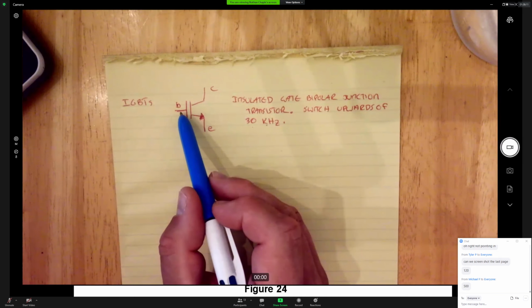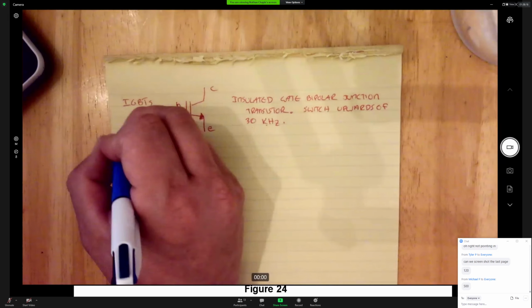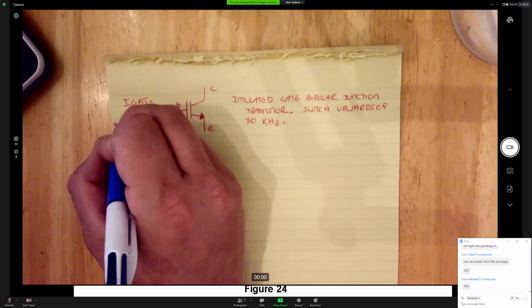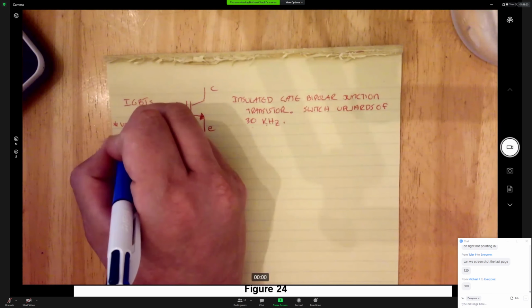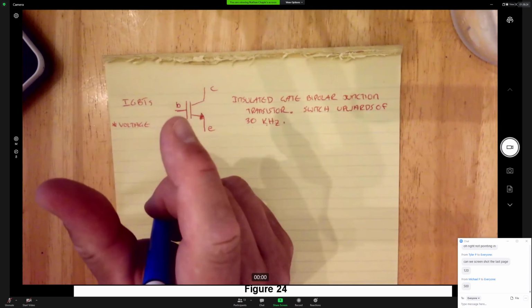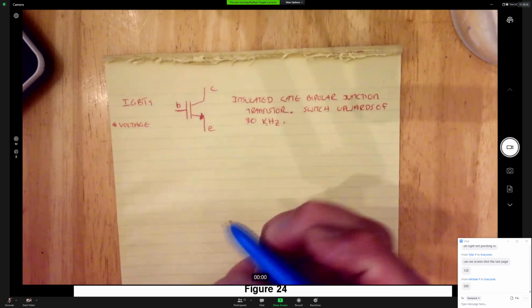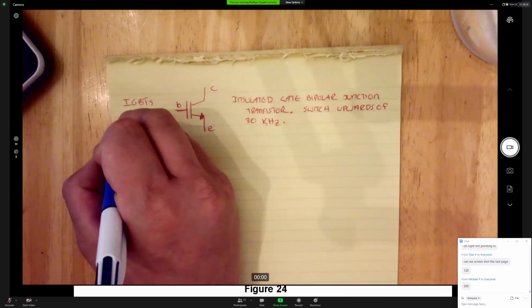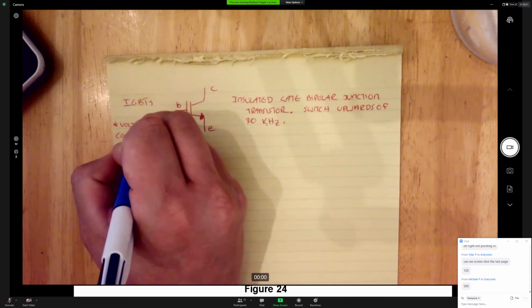But because it's now a voltage controlled device, because of the insulator in here, it can switch much faster than if it were current controlled. And that's simply because current takes time to build. As soon as you throw a switch, you have voltage at the component. Voltage controlled.